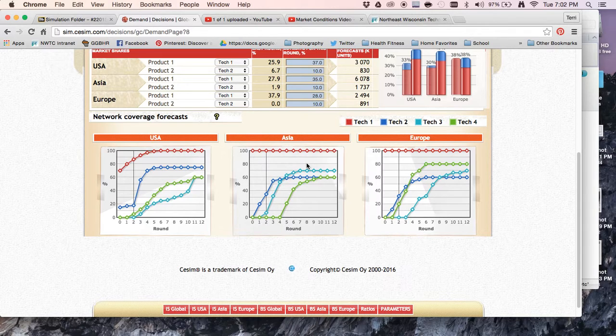In Asia, you'll find that Tech 3 actually takes a little bit of a lead over Tech 2. And in Europe, Tech 4 would be the second highest. You'll also notice which round it becomes fully operational. So in round 1 and round 2, not operational, right? For Technology 4, you're not going to build something for round 2 to only have 20% of the population even be able to use it. So that's kind of how I would look at these three graphs here.